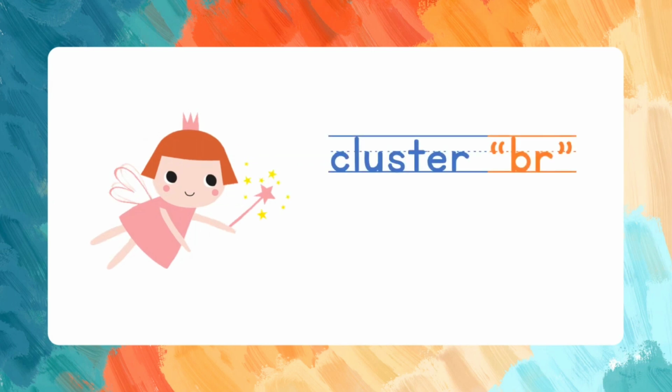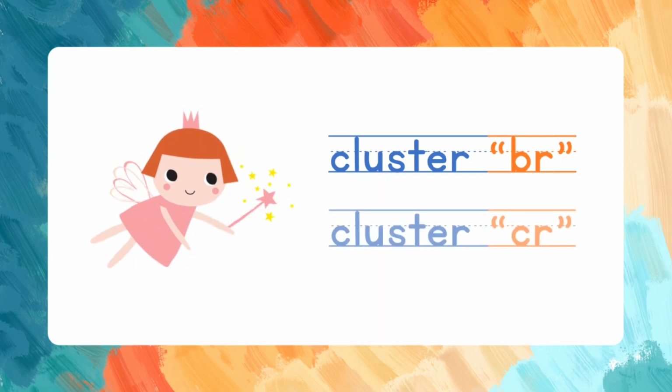In this lesson, we will learn to spell and read words with a consonant cluster BR. This is read as br. And consonant cluster CR. This is read as cr. Come, spell and read with me.